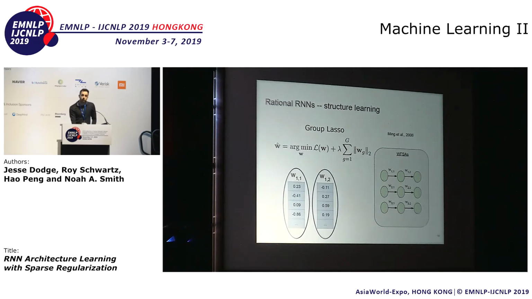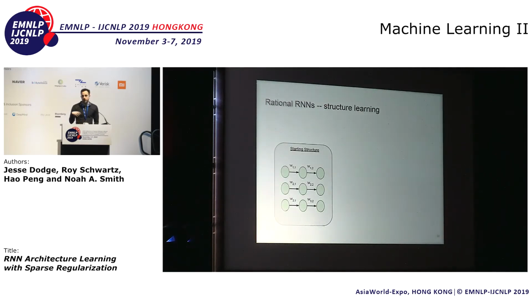And the key to group lasso is that it zeroes out all of the weights in one group at the same time. So some entire groups of weights will be pushed to 0. And for us, that means that this removes transitions from our set of WFSAs. So here I've represented that on the right.